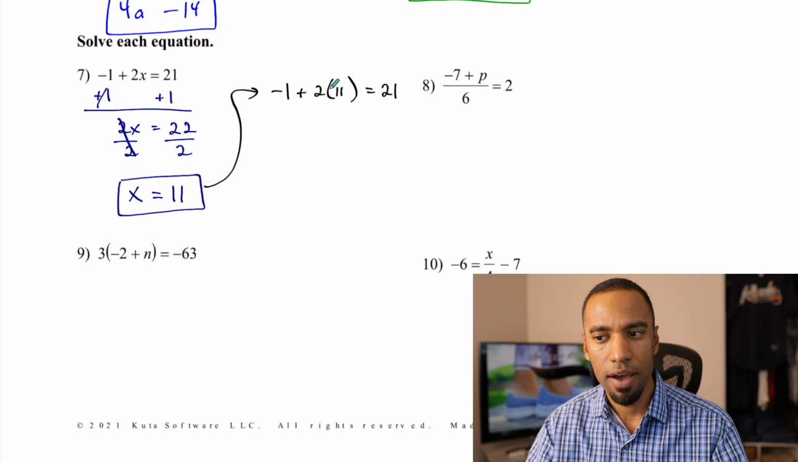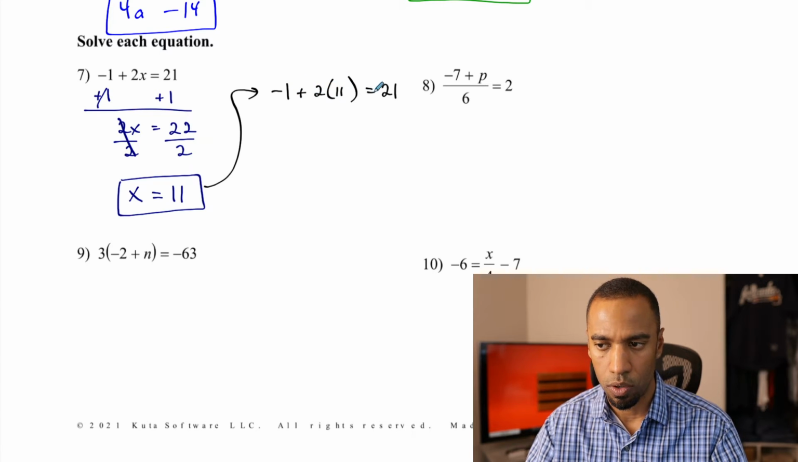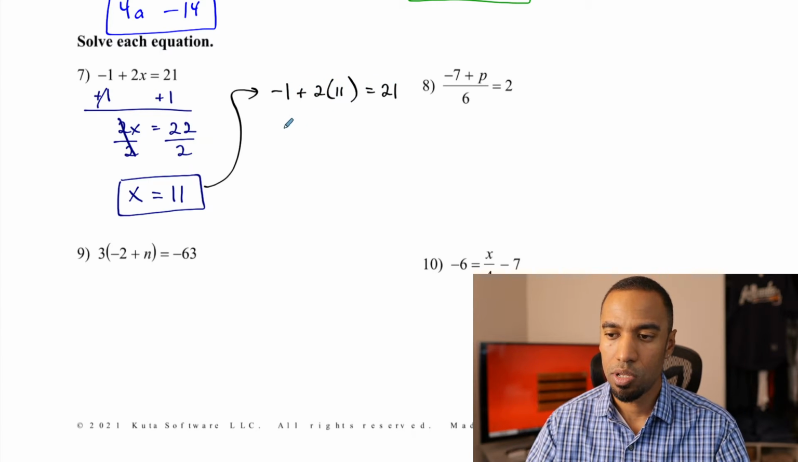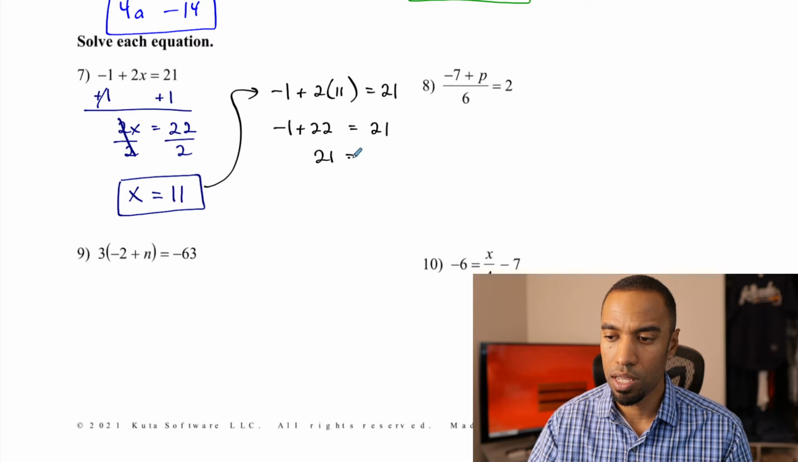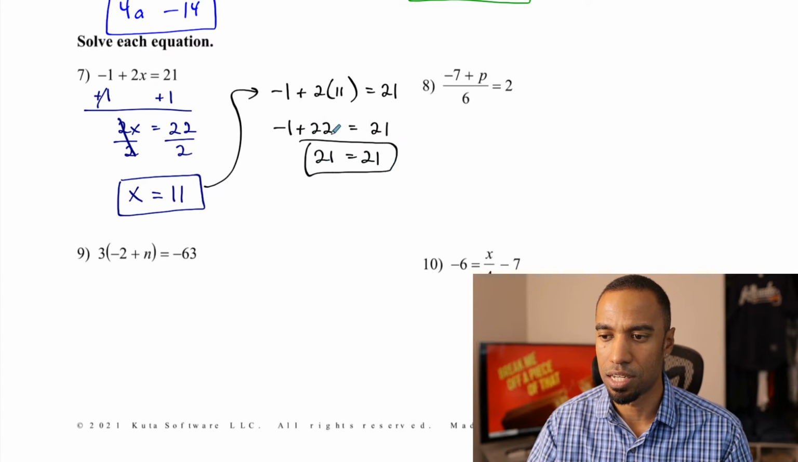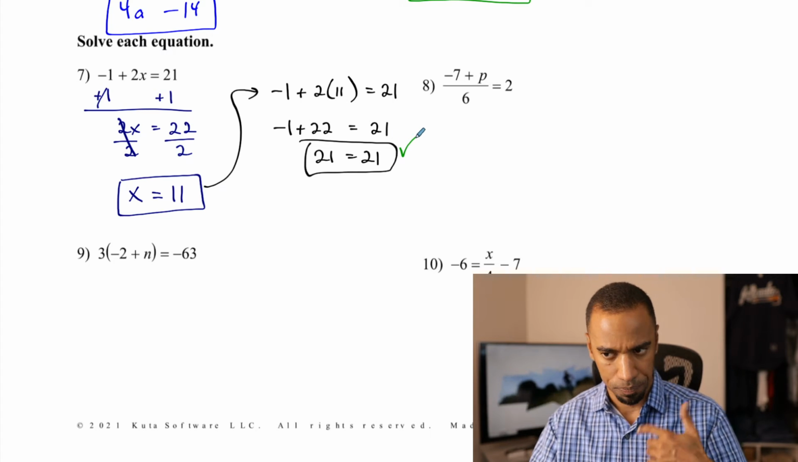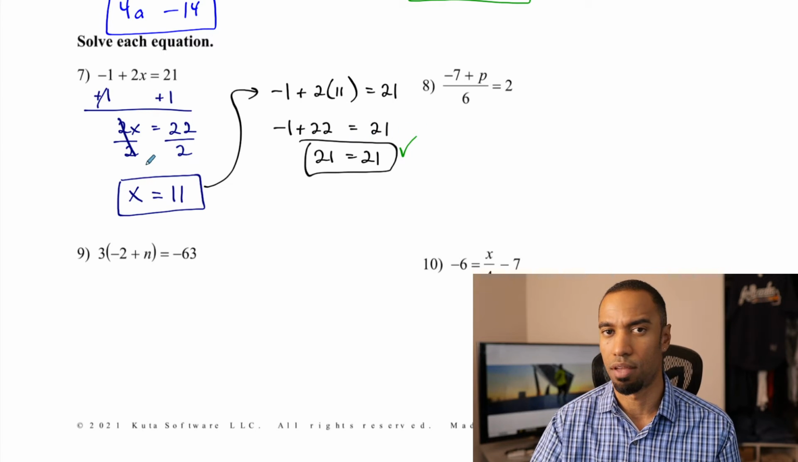And just simplify this left side and see if it actually turns into 21 like you anticipate. 2 times 11 is 22, so we get negative 1 plus 22 equals 21. Negative 1 plus 22, that's the same as 22 minus 1, that gives you 21. 21 equals 21. Hey, that checks out. That does indeed seem to be the case that left side equals the right side, therefore x equals 11 was correct.